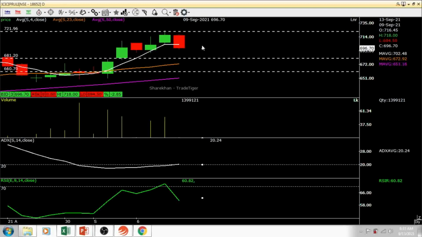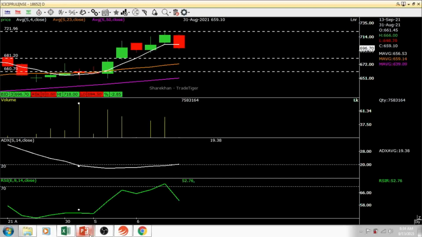So what I'm expecting is that the price will come down to the 680 to 660 range. I come to the conclusion of a moderate bearish view on ICICI Pru Life for the next 5 trading sessions. So this is my technical view on ICICI Pru Life.